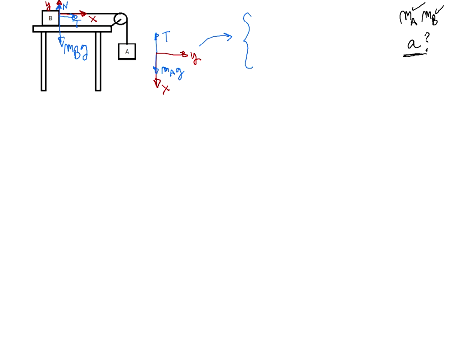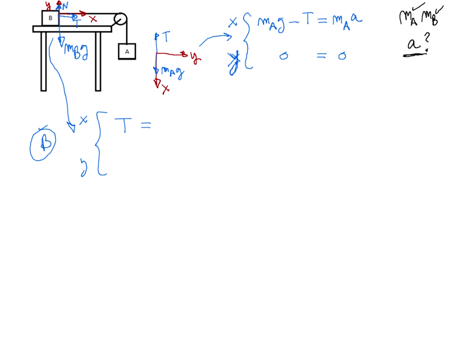Let's write down our equation. In the x direction, we are going to get the same as before, MAg minus T is equal to MAa. And in the y direction, we have no acceleration, and in this case, we have no forces. Easy. Object B: some of the forces in the x, some of the forces in the y. In the x, the only one that survived is the tension. Therefore, the tension must be equal to MA, and we're doing object B, therefore this is MB a.